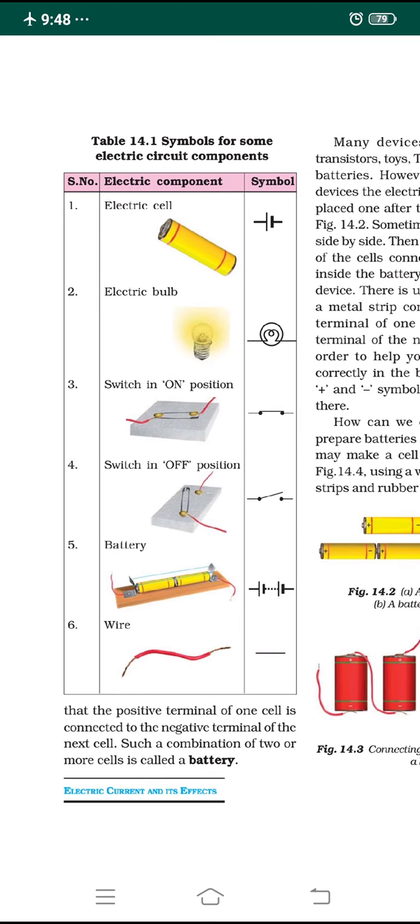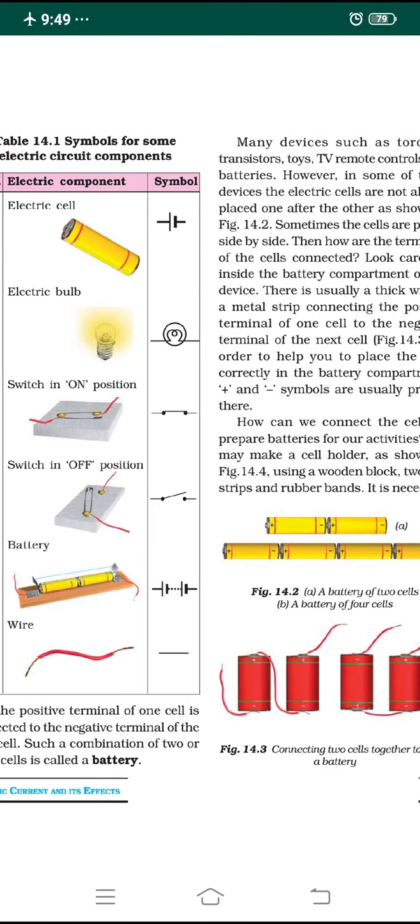Next, battery. Two cells are connected together. In a battery the cells are arranged side by side. See, the battery and the cell are different. For a cell, one longer line and one shorter line are enough, but for a battery, with two cells, one thicker line and one single line, one thicker line and one single line, that represents the battery. And a wire is represented by a single line. The positive terminal of one cell is connected to the negative terminal of the next cell. Such a combination of two or more cells together forms a battery.